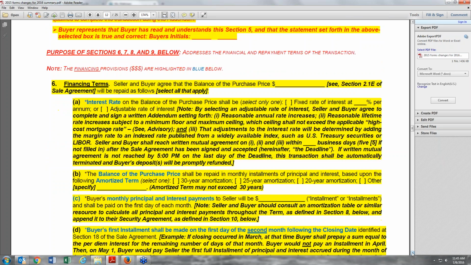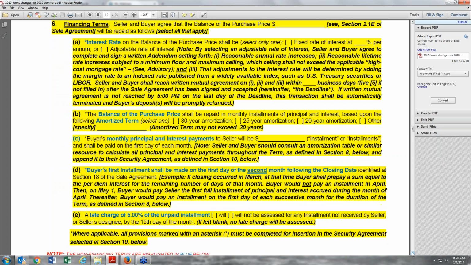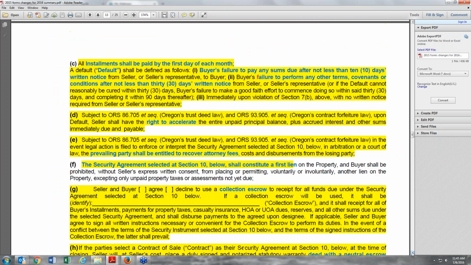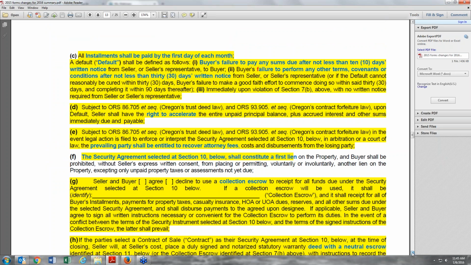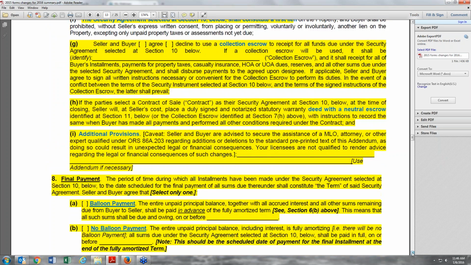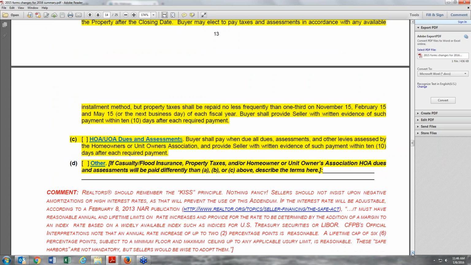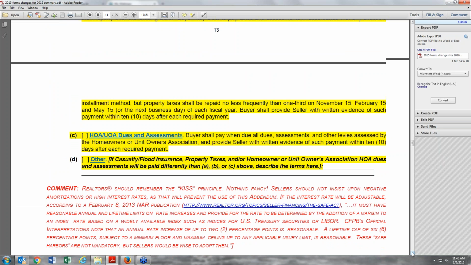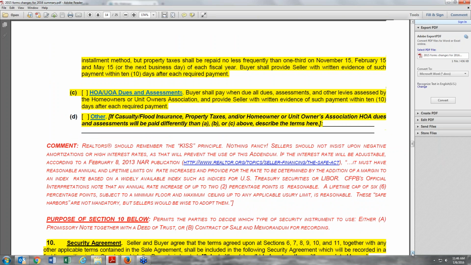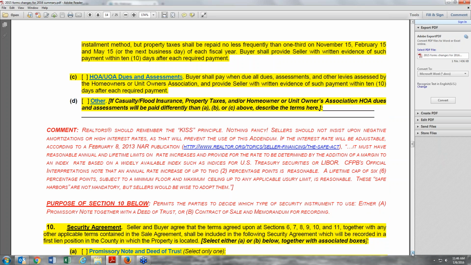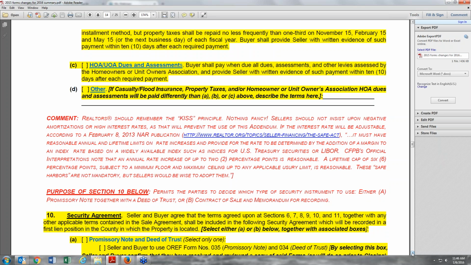And you'll see that I've highlighted in blue those financing terms. It deals with the interest rate, the amortization, the balance of the purchase price, monthly payments, when the first installment is due, a late charge, and so on. And then the other terms, these are non-financing terms, but there are other important terms, allowing the right of prepayment, restricting the right of assignment, things like that. So all of these things are addressed in the following sections of the addendum.